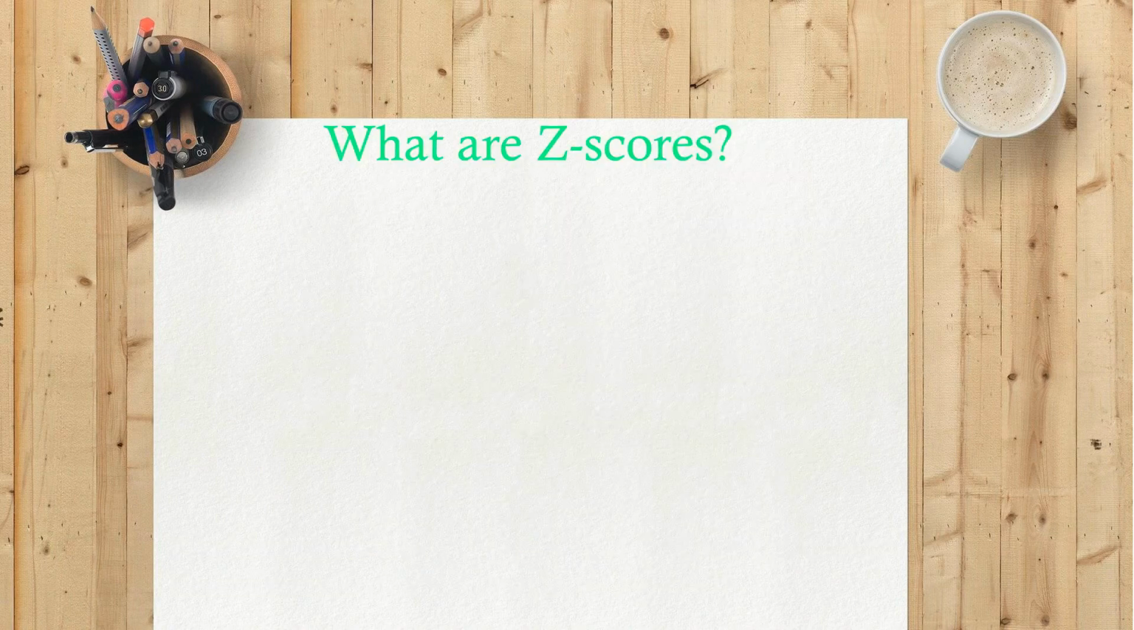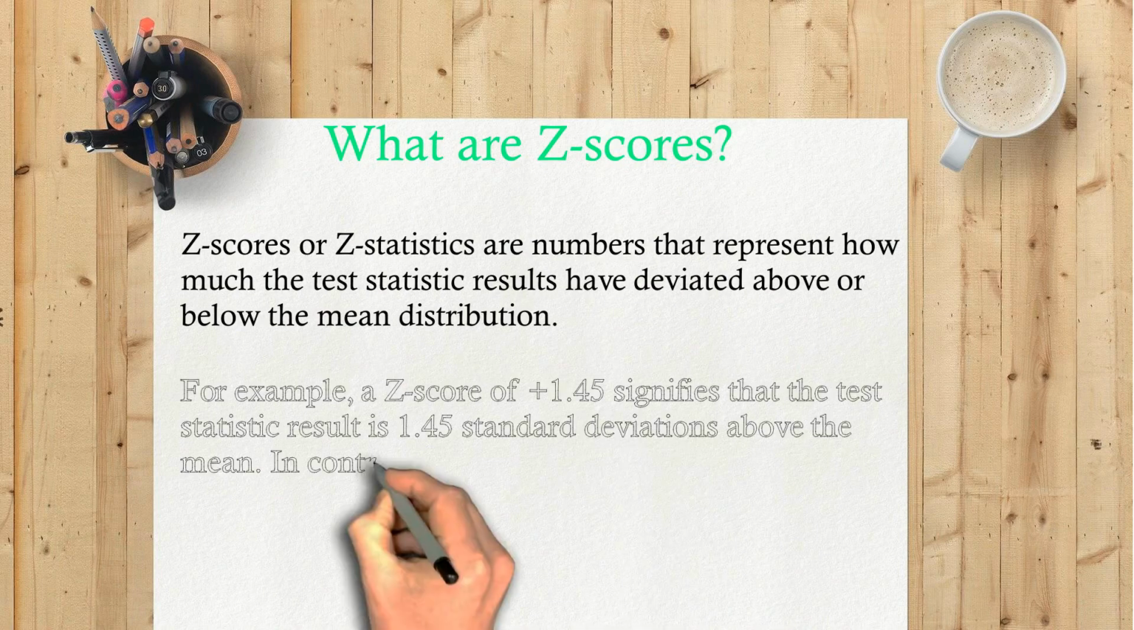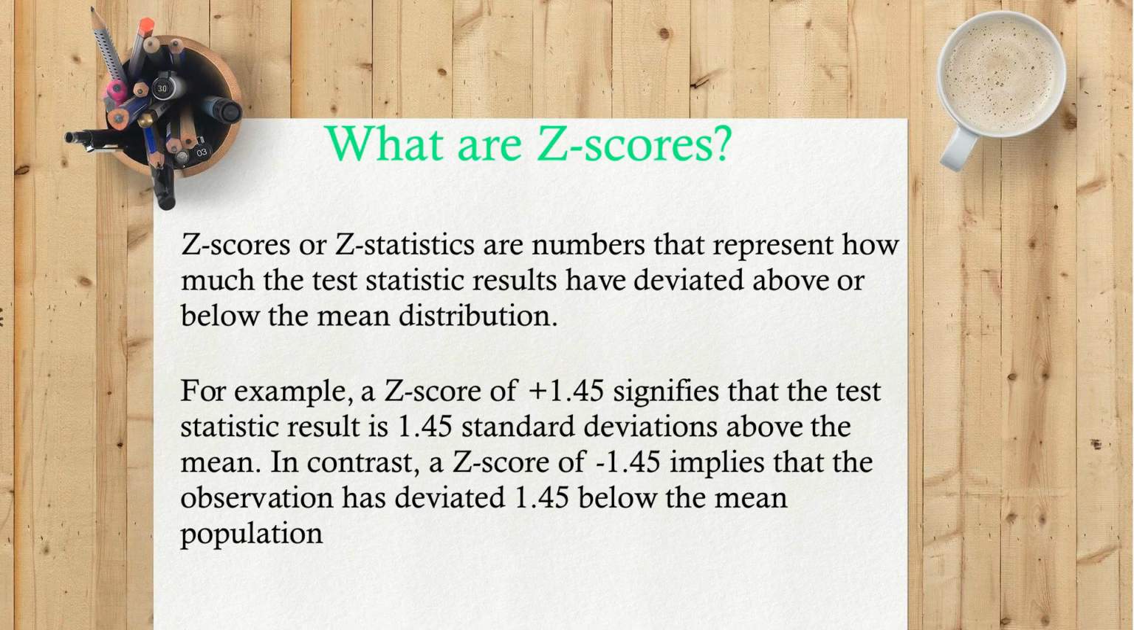What are z-scores? Z-scores or z-statistics are numbers that represent how much the test statistic results have deviated above or below the mean distribution. For example, a z-score of plus 1.45 signifies that the test statistic result is 1.45 standard deviations above the mean. In contrast, a z-score of minus 1.45 implies that the observation has deviated 1.45 below the mean population.